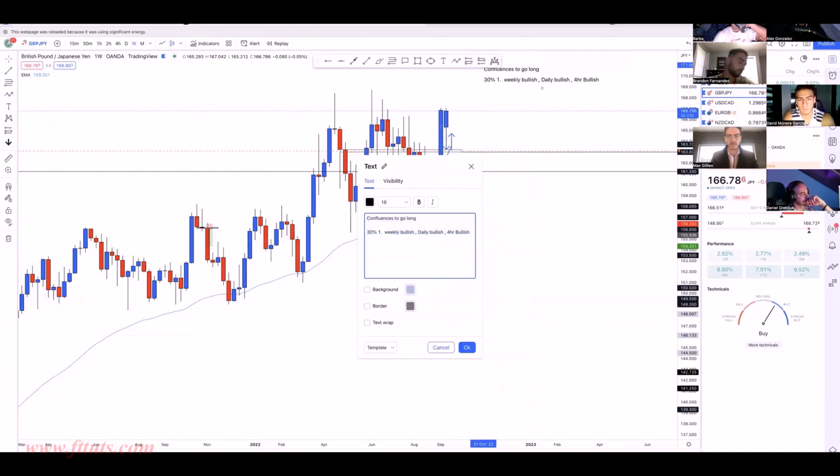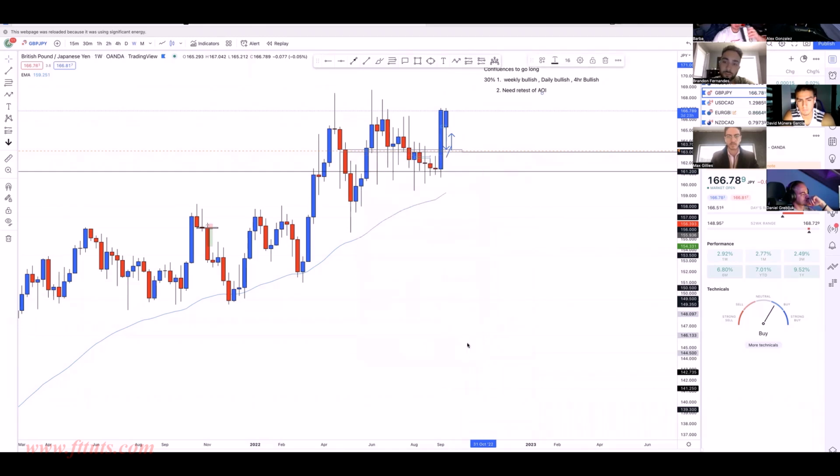We go down and we put number 2. Need retest of area of interest. What is our area of interest? We will learn how to identify that next week, right? This week, I just want you guys to understand, are we at an area of interest? I don't want you guys to know how to do that yet, but we'll get to that. This week, I want you guys to learn where we are in the move. Next week, we'll identify those areas of interest.